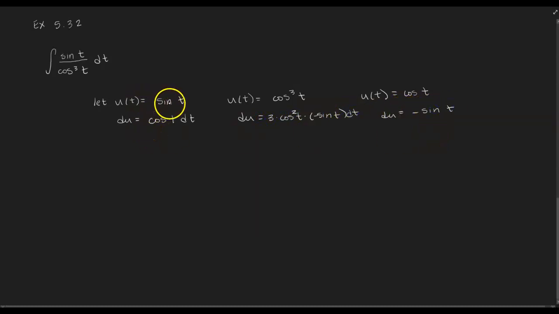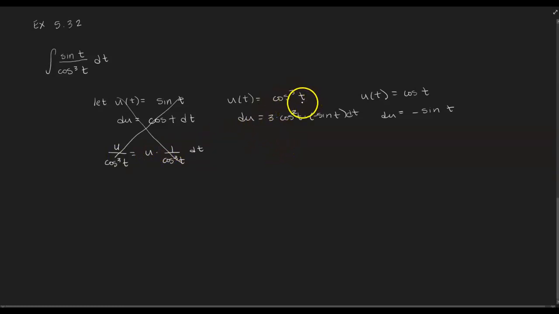If we picked u to be sine t, then we would need to have cosine t dt to be able to replace the differential with du. And maybe you think we have that, but we really don't. If we replaced the numerator with u, the denominator would be cosine cubed. That's kind of the same thing as u times 1 over cosine cubed. And that is not the same thing as cosine times dt. This is 1 over cosine cubed dt. This u sub is not the business because it doesn't allow us to replace dt with an appropriate du. So let's move on to our next choice.